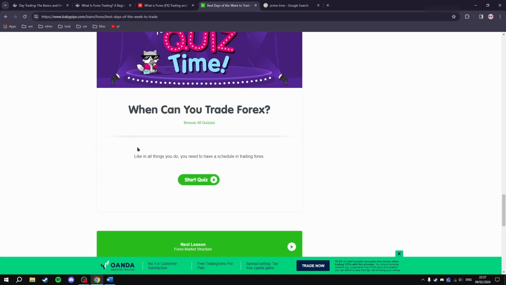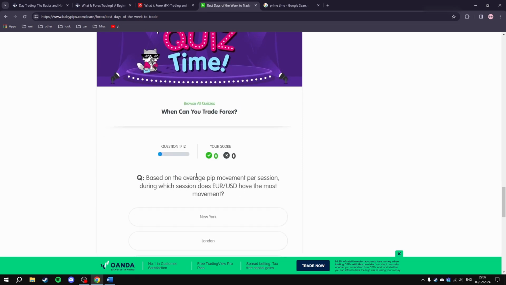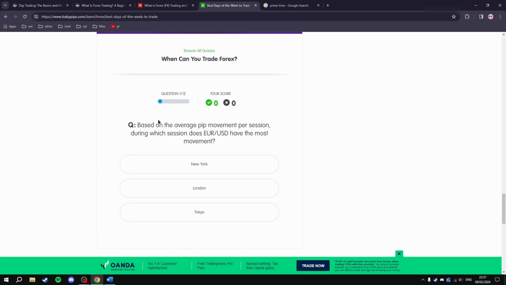When can you trade Forex? Like in all things you do, you need to have a schedule on trading Forex. Based on the average pip movement per session, during which session does USD have the most movement? London.